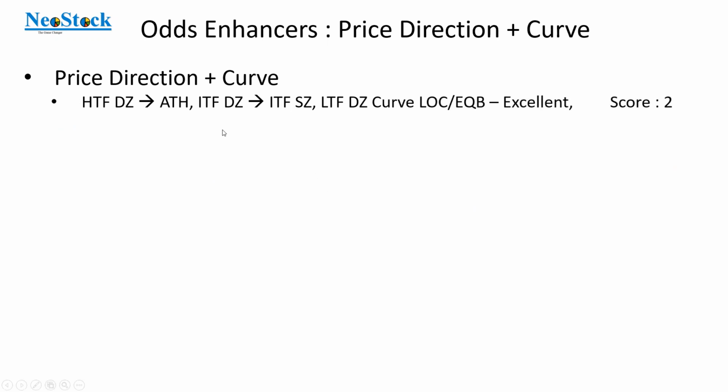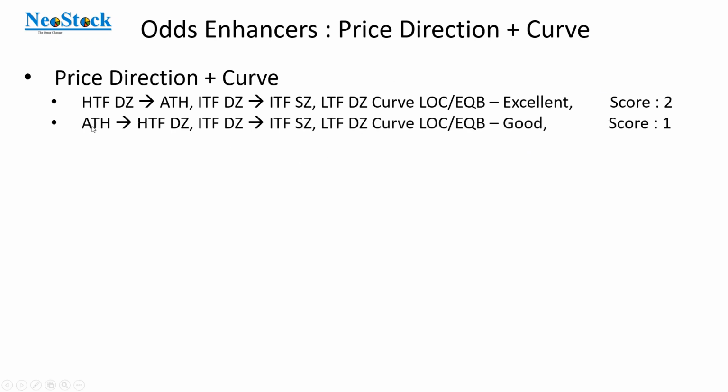Let us assume HTF does not have a supply zone because it is at all-time high, but ITF has both a demand zone and a supply zone. If that is the case, your LTF demand zone curve has only either low on the curve or equilibrium. At all-time high, there won't be any high on the curve. So in that case, we will consider it as an excellent and give the score 2.